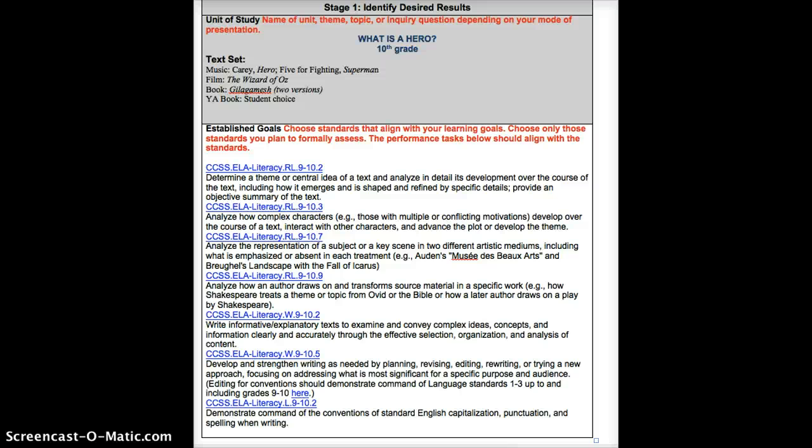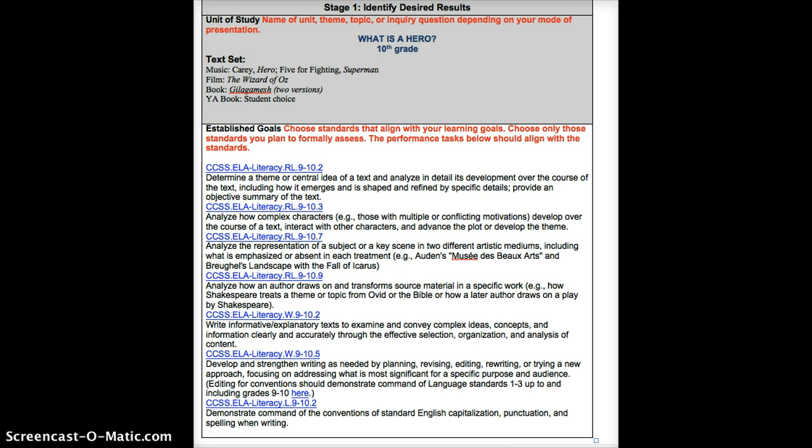Hi, everybody. This is my model for you to help you think about how you might go about constructing your unit plan for stages 1 and 2 of the Understanding by Design method. I was a former English teacher, so I'm using some of a unit that I used to teach to my sophomores. I have, as you can imagine, quite a collection of these units.